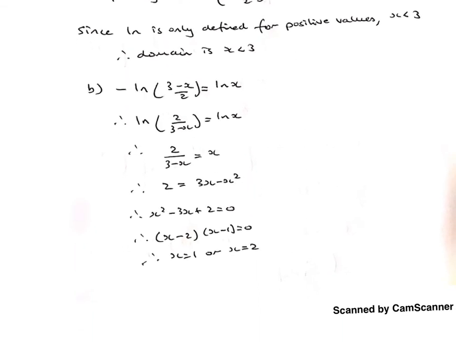Solving the equation in part B, good idea to get rid of that minus sign so we can equate the lns. So the minus sign goes inside as a power, so (3 minus x) over 2 to the minus 1 is this. So these two are equal, and then solve that equation and you get x is 1 or x equals 2.